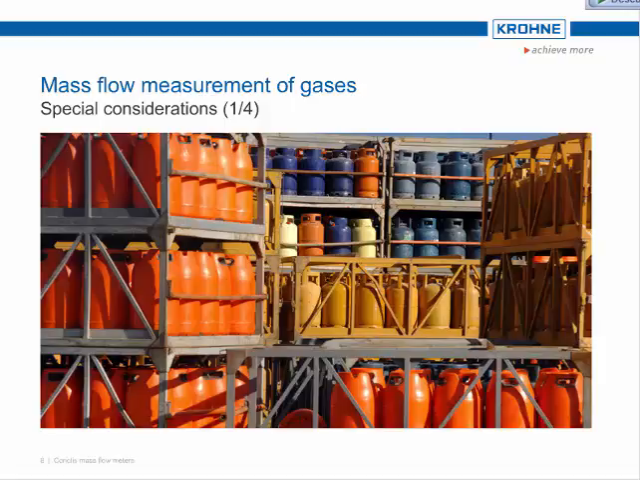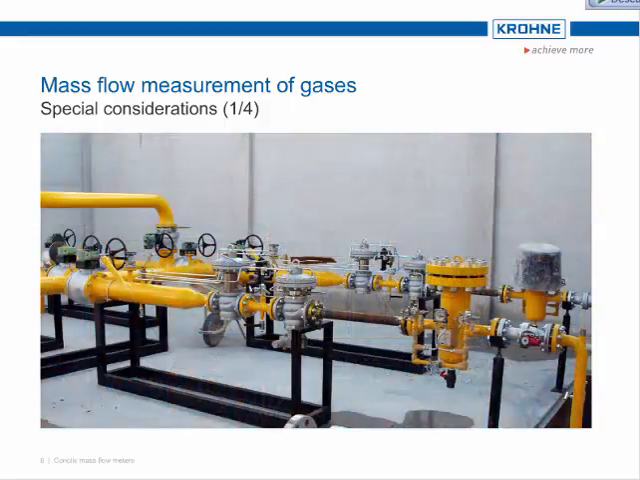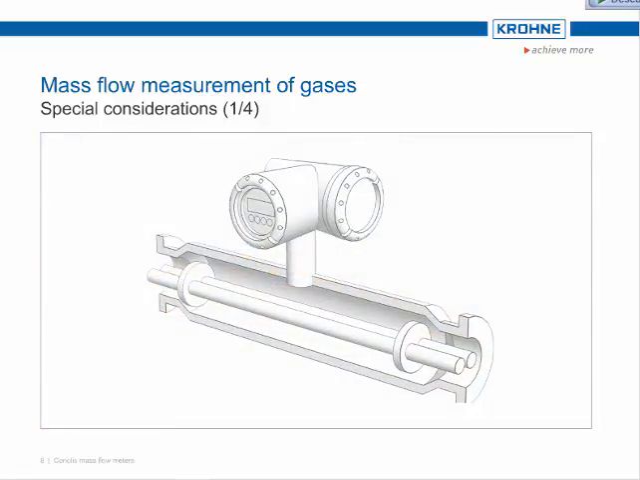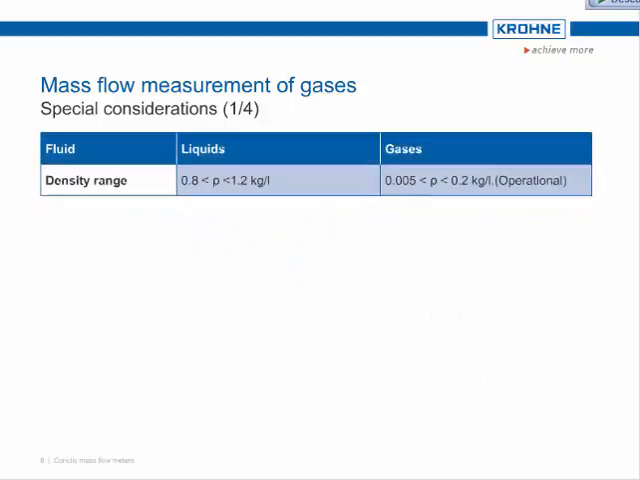Having now reminded you about the compressibility of gases, we can use this property to demonstrate the influence on Coriolis mass flow measurement. In the meter selection, we have to carefully consider the sizing for the measurement of gases. We have to consider gas applications differently because Coriolis meters were initially developed for measurement of liquids. The densities of liquids are typically between 0.8 kilograms per litre and 1.2 kilograms per litre, whereas the operating densities of gases are between 5 grams per litre and 200 grams per litre.